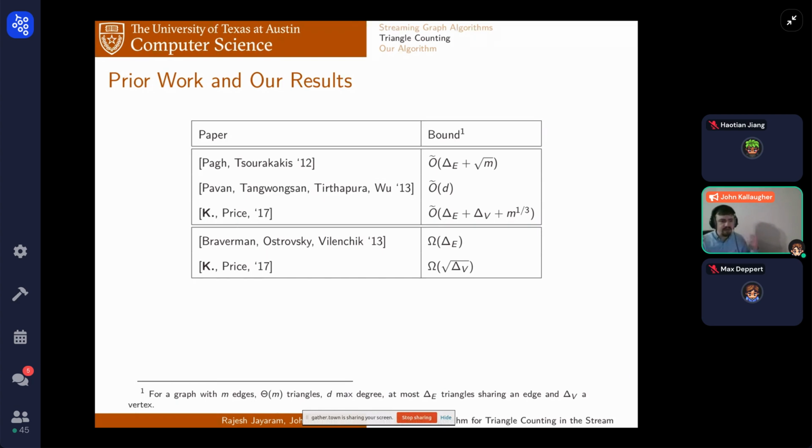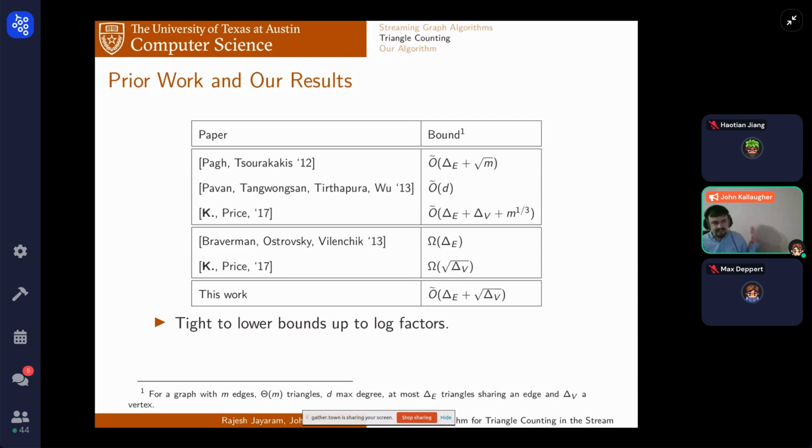And so the algorithm I'm going to tell you about here is one that achieves delta e plus square root delta v space. That is, it's tight to these lower bounds up to log factors, which I've been ignoring so far in the talk and will continue to ignore for the rest of it. And it also subsumes this other line of work based on the max degree, because you can bound both delta e and delta v in terms of d.